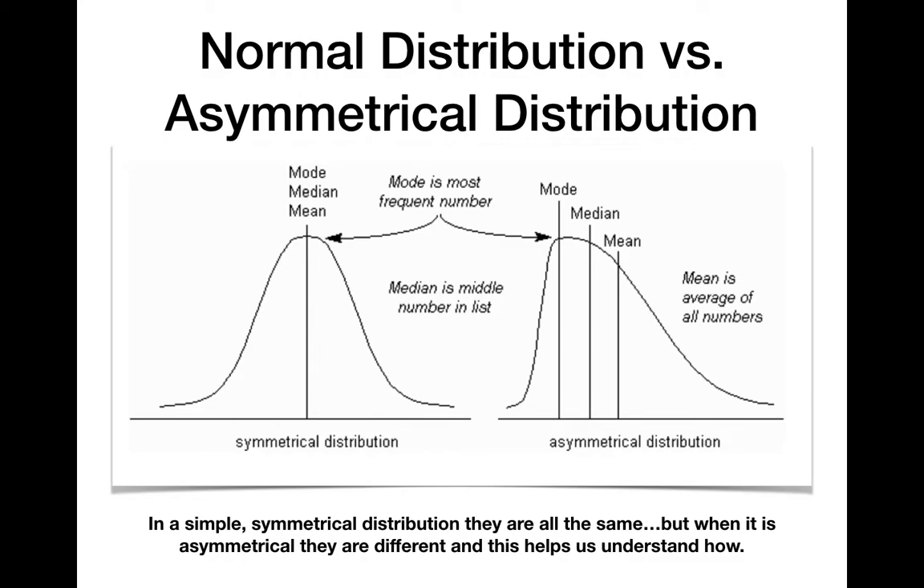Normally we have a symmetrical distribution in which the mode, median, and mean are all the same, but an asymmetrical one is not going to be the same. And that's a good sign that, okay, if I do my descriptive statistics and these are not the same, then something's off here.